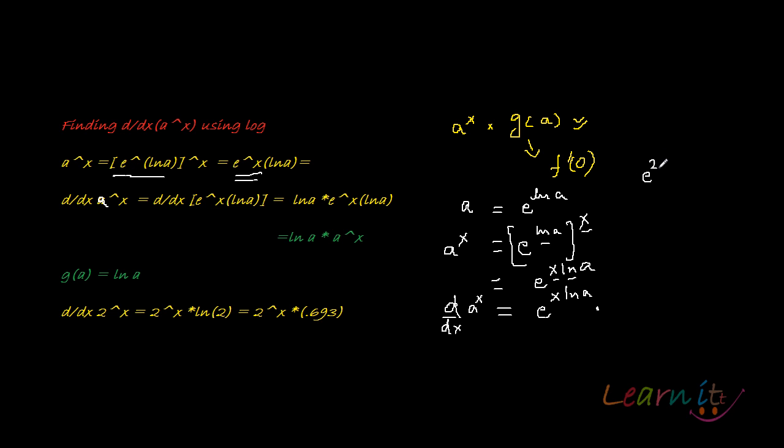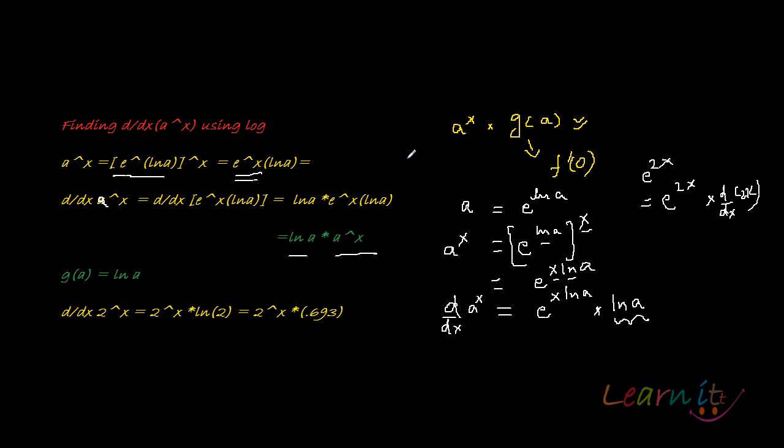For example, if you have e to the power 2x and you try to find out the derivative, it is e to the power 2x multiplied by the derivative of 2x, which is the constant 2. Similarly, ln a is a constant, it's a logarithm of a number, so it comes out as it is. Using the chain rule, it will always come out. So, this becomes ln a times a^x.